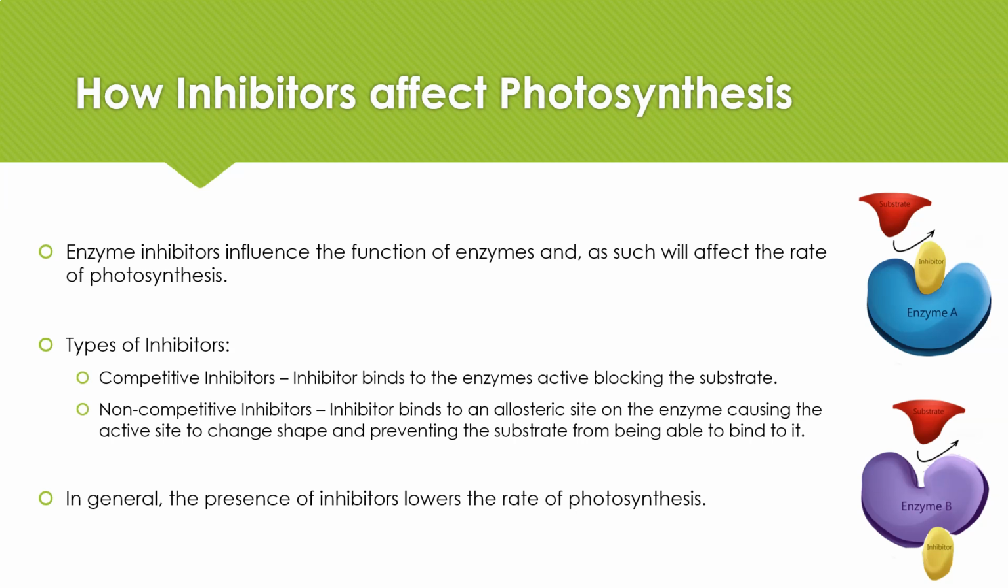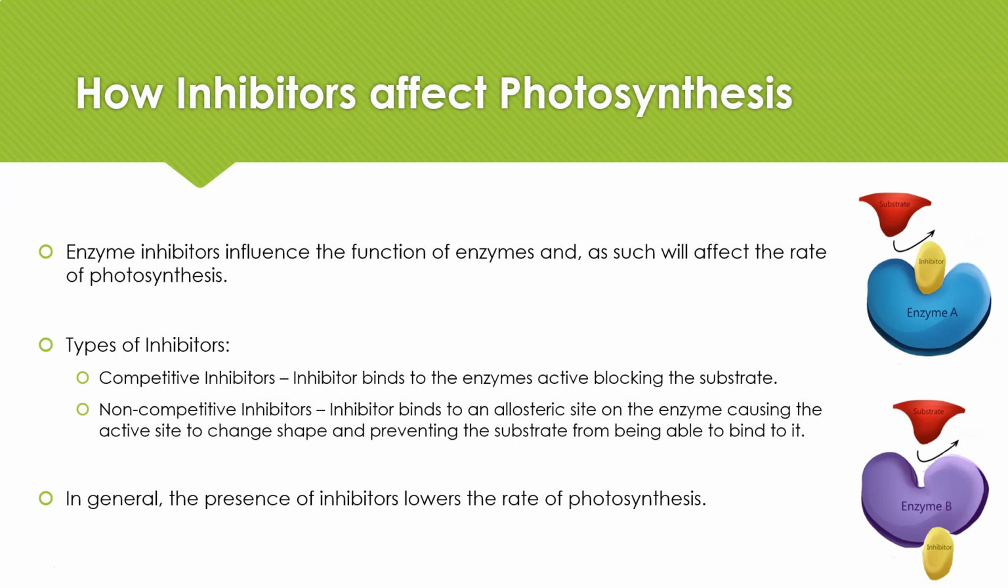Non-competitive inhibitors, on the other hand, work by attaching somewhere else on the enzyme, something called an allosteric site. This other spot in the enzyme where the inhibitor attaches, when it attaches there, it causes the enzyme to actually change shape slightly. When the enzyme changes shape, the active site also changes shape, and that means the substrate now doesn't fit anymore. And so the substrate can't bind into it.